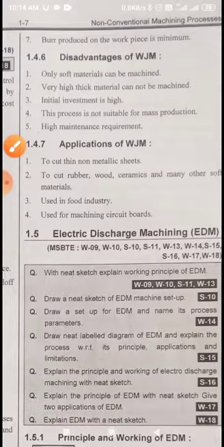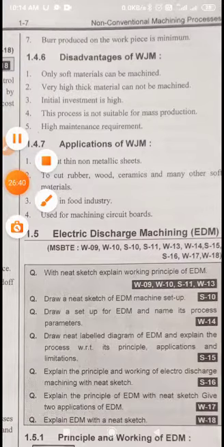advantages and disadvantages of WJM. Now in further lectures we will see EDM, that is electric discharge machining.